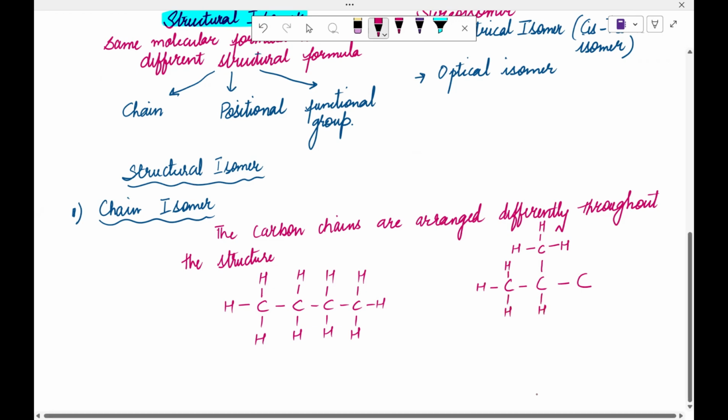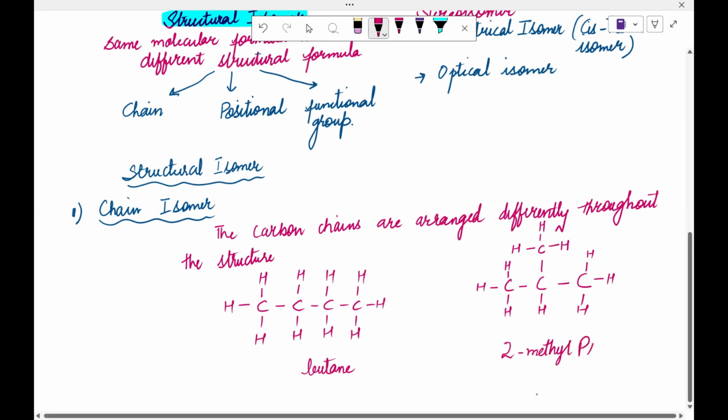But now it's not butane anymore. First of all, let's write it is basically butane. And what does it become now? Now it's 2-methylpropane.